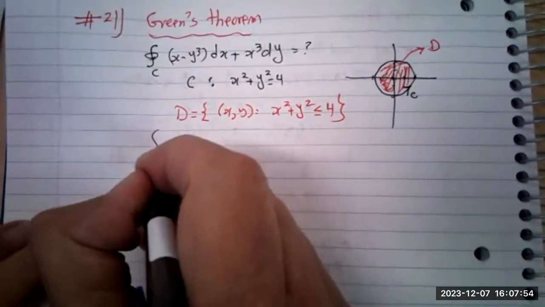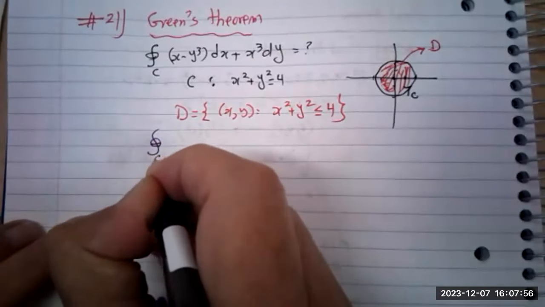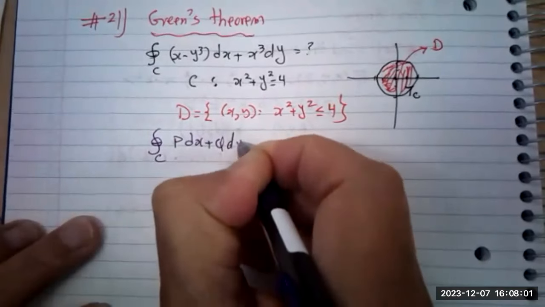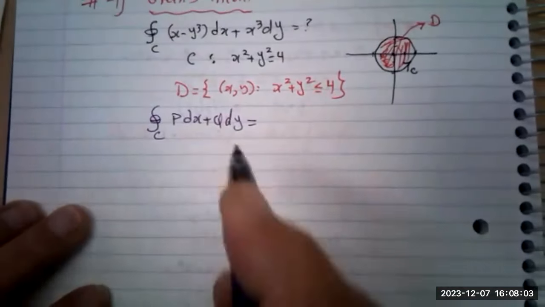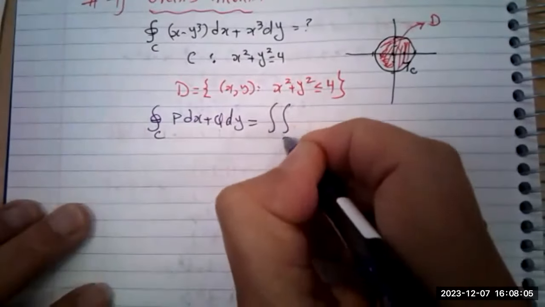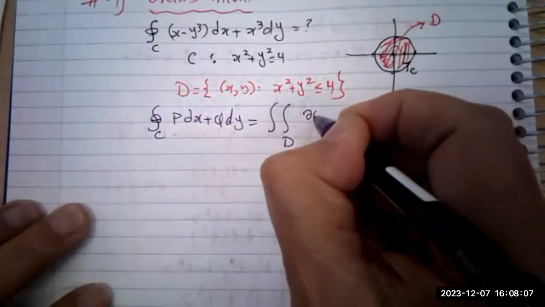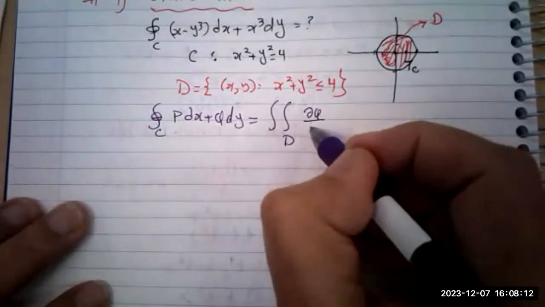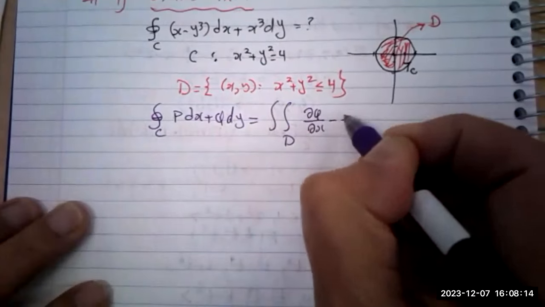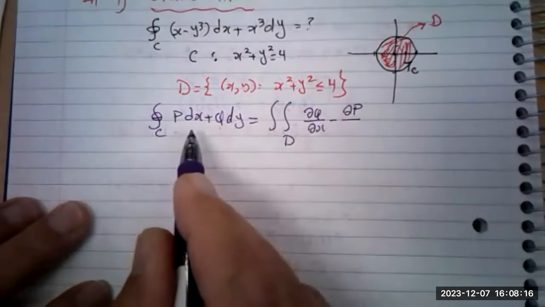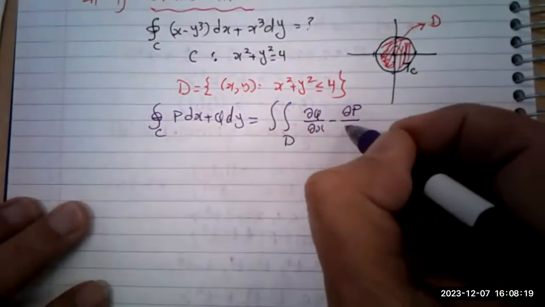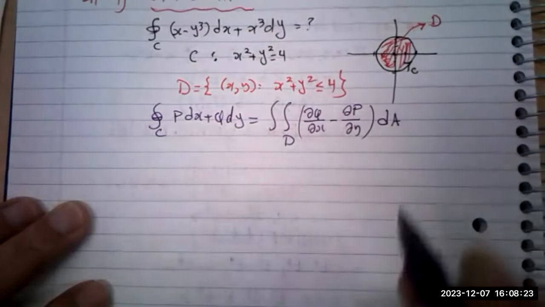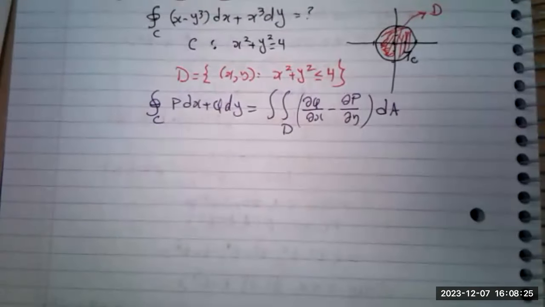For Green's theorem, this is what we have. The integral of P dx plus Q dy is equal to the double integral on the domain D of the partial of Q with respect to x, minus the partial of P with respect to y. Q is with the y, but you find the partial with respect to x. P is with the x, but you go with the y. Then dA. dA means dx dy, depending on how we're going to organize it.